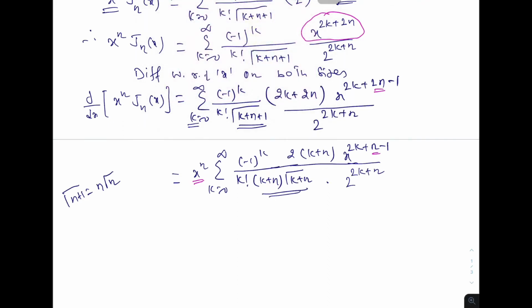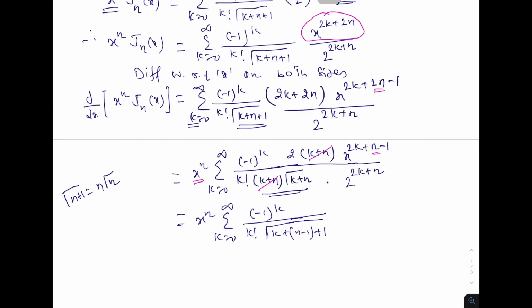Now we can see that this k plus n will be getting cancelled. So this is equal to x power n series k equal to 0 to infinity, minus 1 power k over k factorial. Now this gamma k plus n, can I write it in this way? Gamma k plus n minus 1 plus 1.